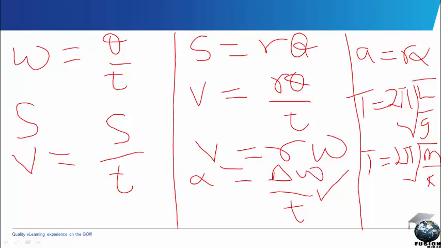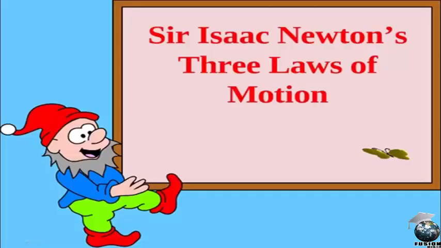I would like you to make a detailed study of all these equations. Go back to them one by one, starting from s equal to r theta, v equal to r omega, and a equal to r alpha for distance, velocity, and acceleration. When you are through, join me in the next topic, which is Newtonian motion.